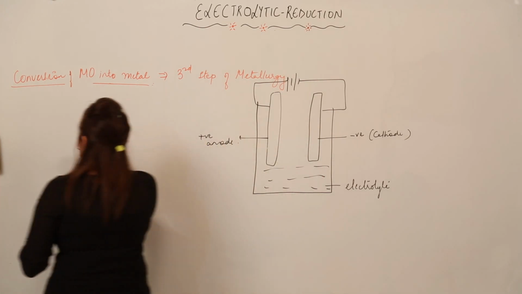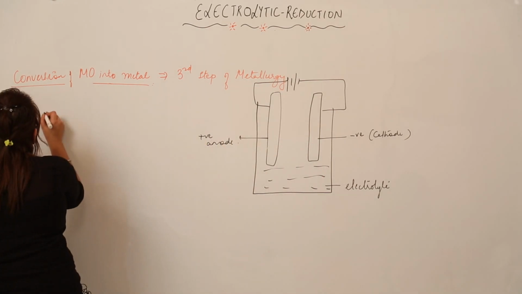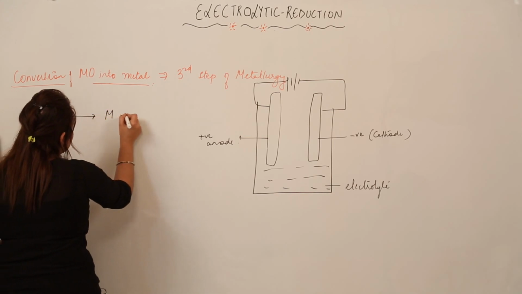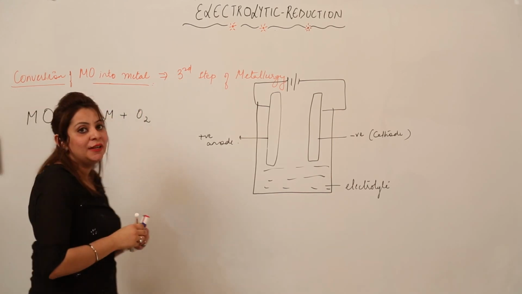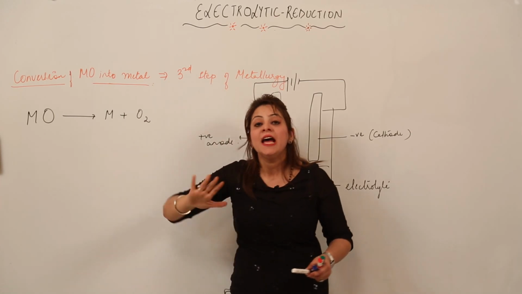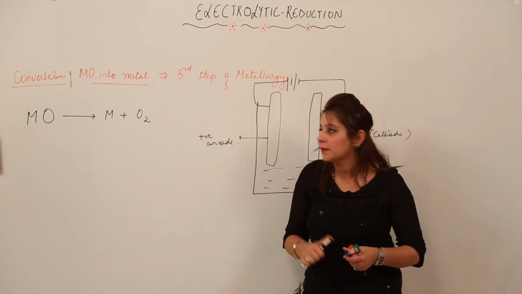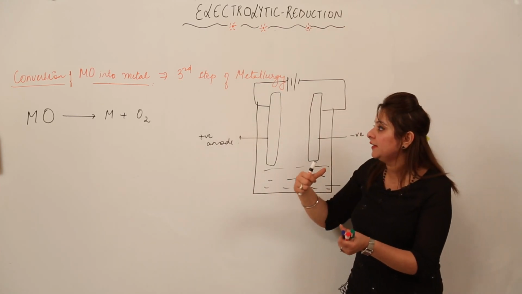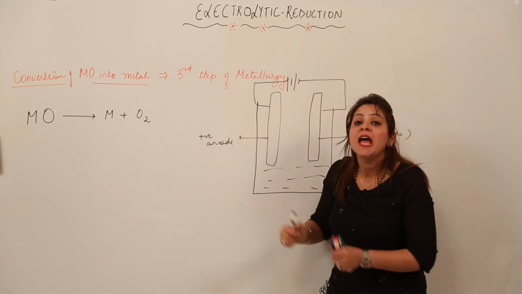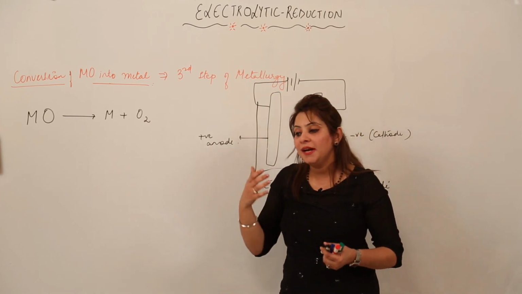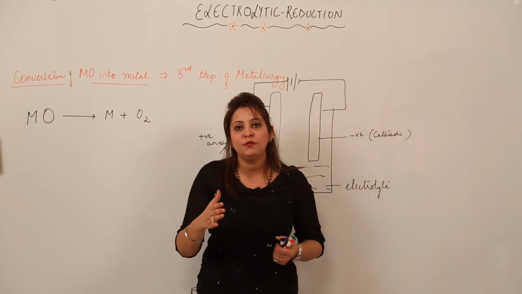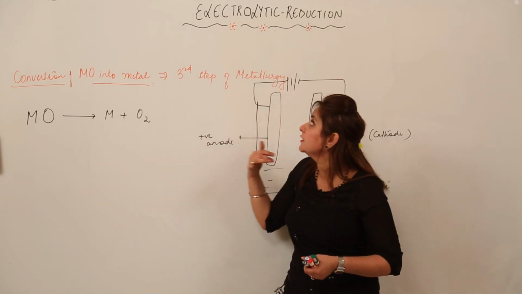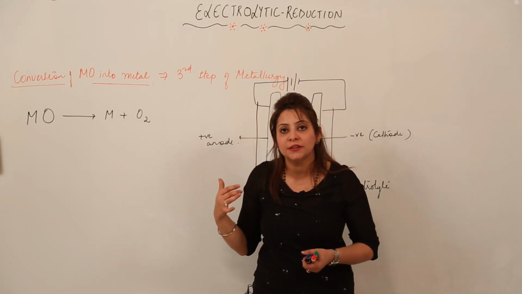That means at the end of the reaction, this metal oxide will be reduced to the metal and oxygen. That means the metal will get separated and the oxygen will get separated. So just look at the board for which metals we do electrolytic reduction, and you should keep in mind that the metals which occur at the top of the reactivity series are mostly reduced by this process, electrolytic reduction.